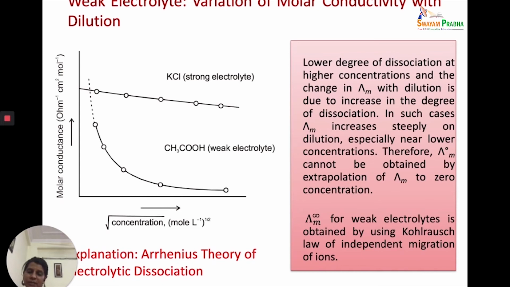Now, just to understand what happens in the case of weak electrolyte. When you dilute the solution, the dissociation increases, the number of ions increases, so lambda m is increasing, and this increase is so steep at zero concentration that you see such a kind of graph. Now just see, because this is not a linear graph, again I am repeating, it cannot be extrapolated to zero concentration. So if I want to find out the value of lambda m infinity, we have to use the Kohlrausch law of independent migration of ions.